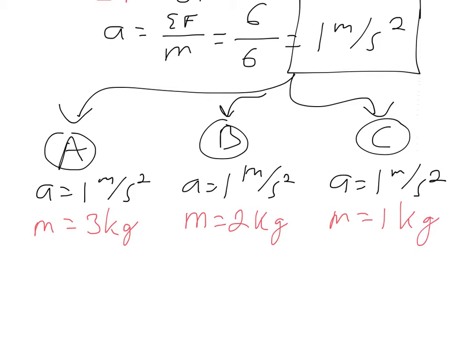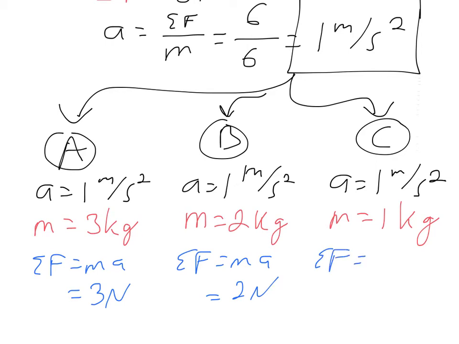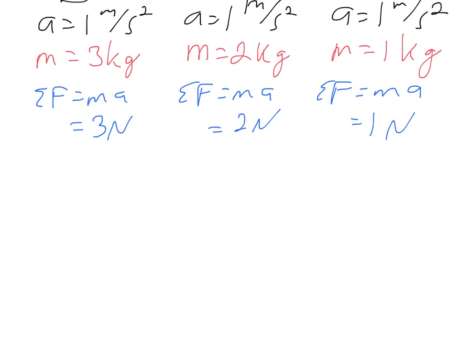Using that, we can figure out the net force on each block as m times a. In this case 3 newtons, in this case 2 newtons, and in this case 1 newton. If we now look at the individual free body diagrams of each block, knowing what the net force is, we can figure out what the tension is. The only force on block A is the 3 newtons, and that force must be coming from the tension in cord AB.